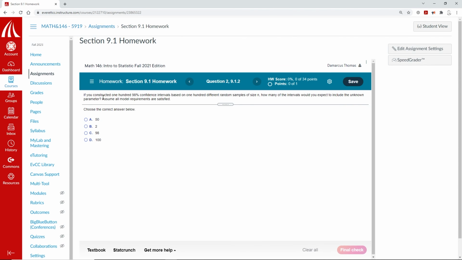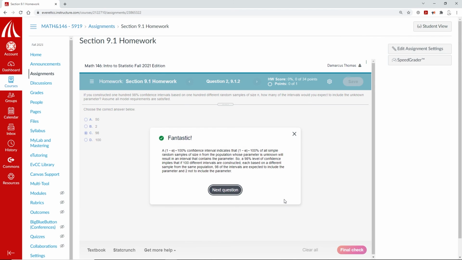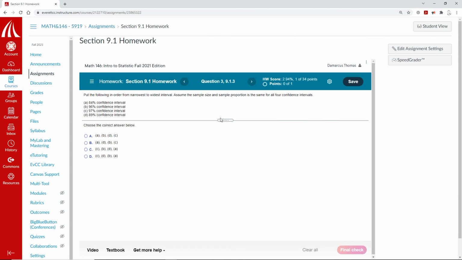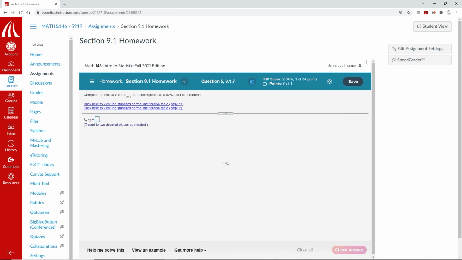If you constructed 98% confidence intervals based on 100 different random samples of size n, how many of the intervals would you expect to include the unknown parameter? I'd say 98. All right, fair questions there.